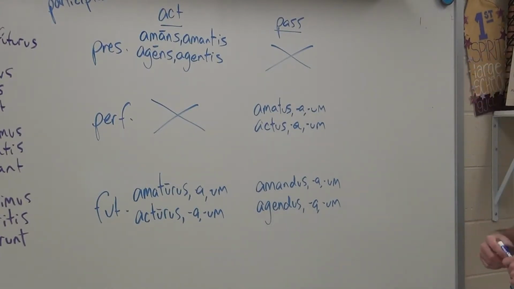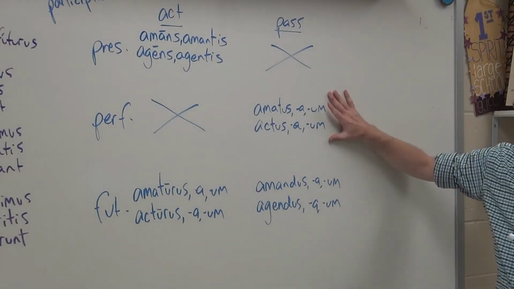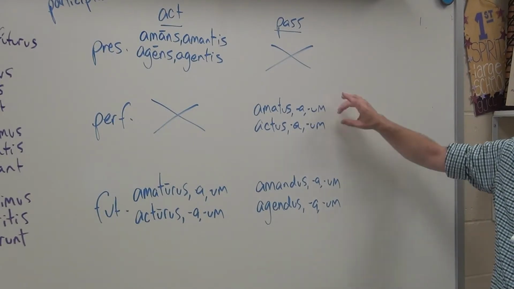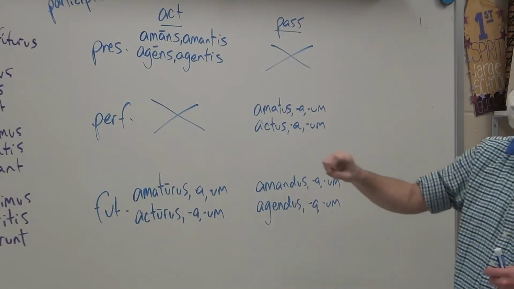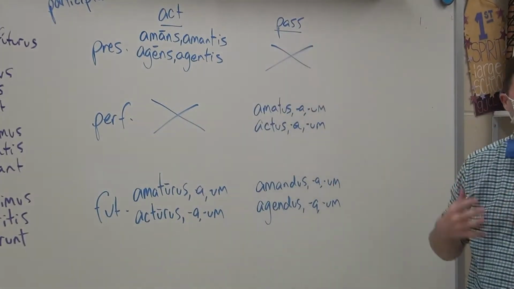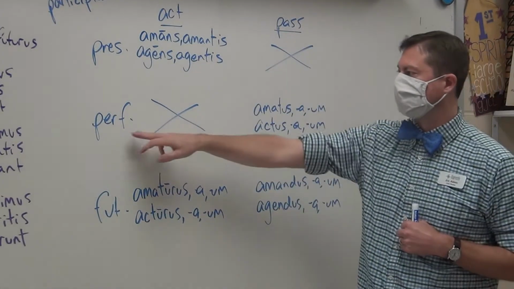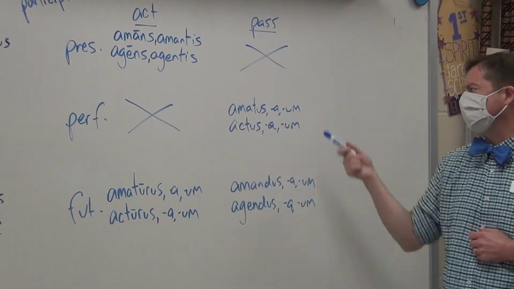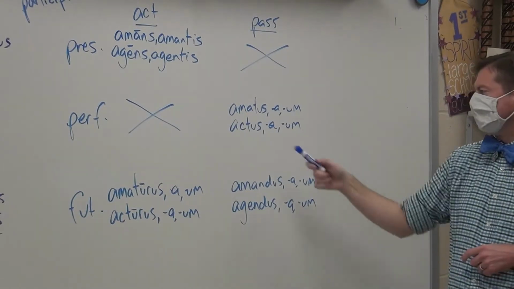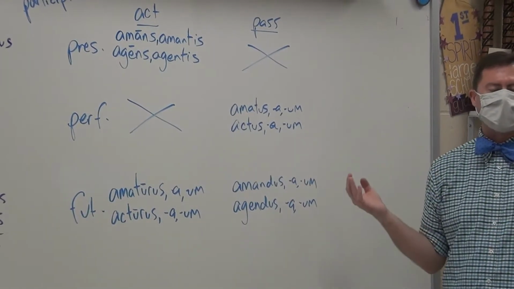Now, these are then the forms that we are going to use in order to create a perfect passive verb, a pluperfect passive verb, and a future perfect passive verb. So it is amatus, amata, amatum for amo, and actus, acta, actum for ago, agere, egi, actus.